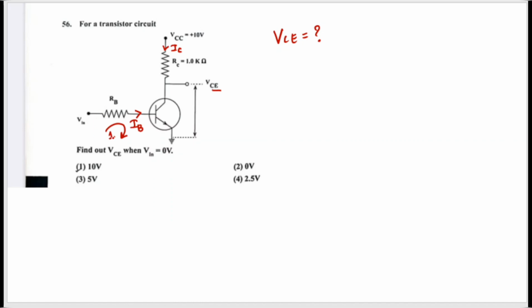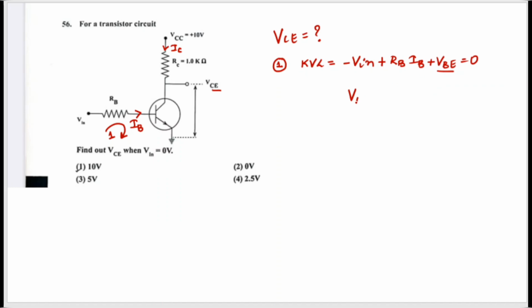Apply KVL to this first loop. On applying KVL to this first loop, what will happen? It will be minus V input plus RB into IB plus VBE, which is equal to 0. What does this VBE mean? Base emitter voltage. It will be around 0.7 for silicon, 0.3 for germanium, or else you can omit this. Now on rearranging, I'm omitting this.